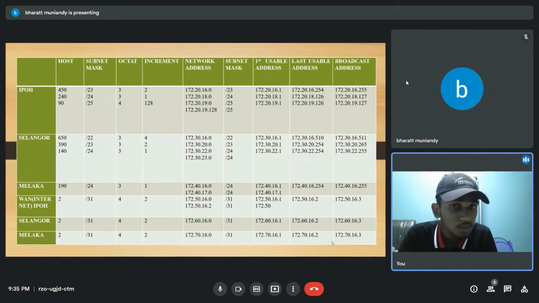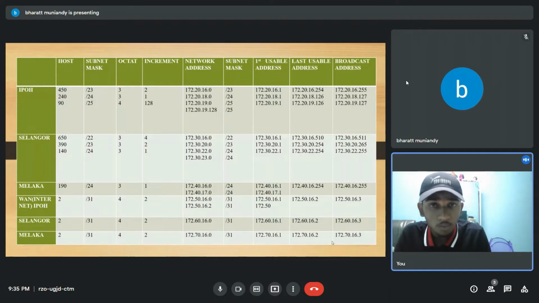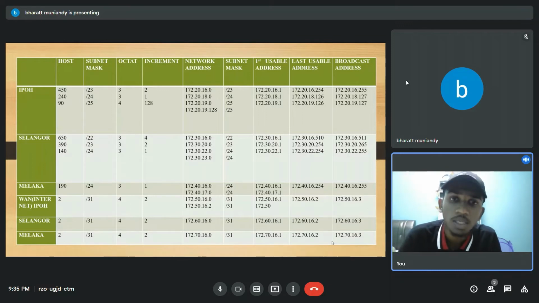For the first usable address, we should add 1 to the network address, which is 172.30.16.1, and the second one 172.30.20.1, and the third one will be 172.30.22.1. The broadcast address will be 172.30.16.511. The second one 172.30.20.265. The third one will be 172.30.22.255.